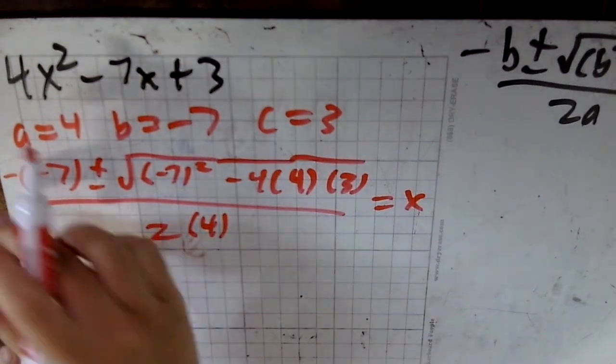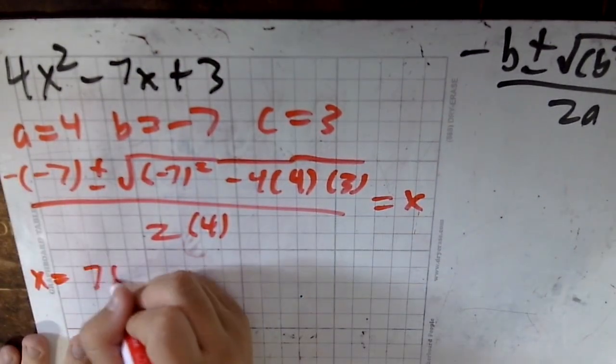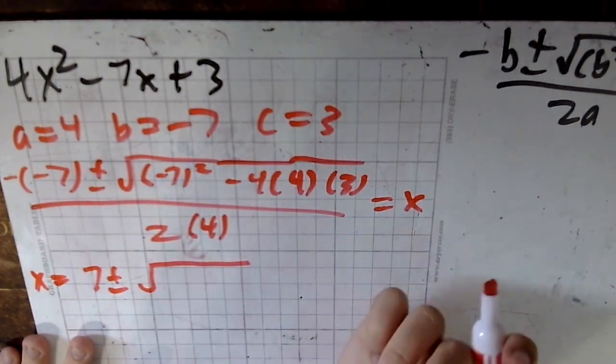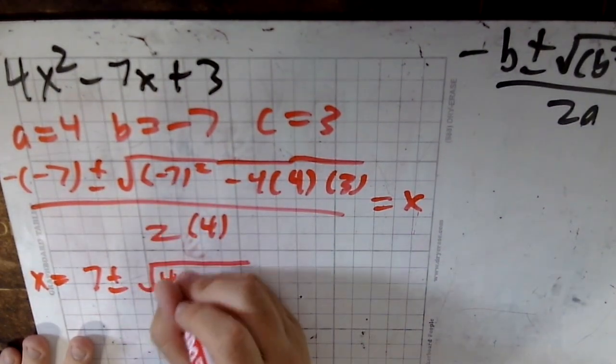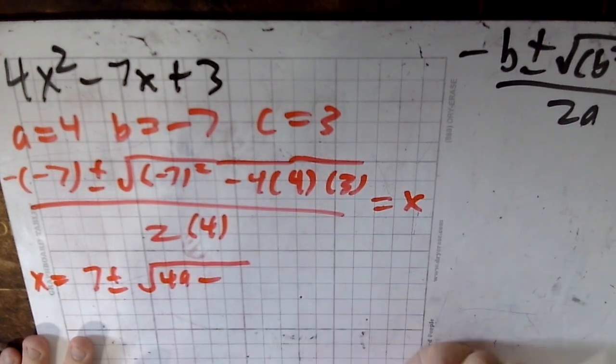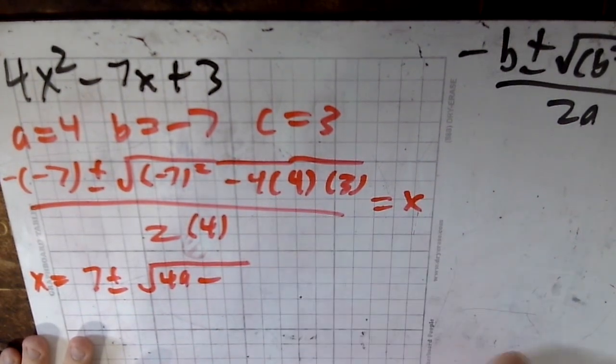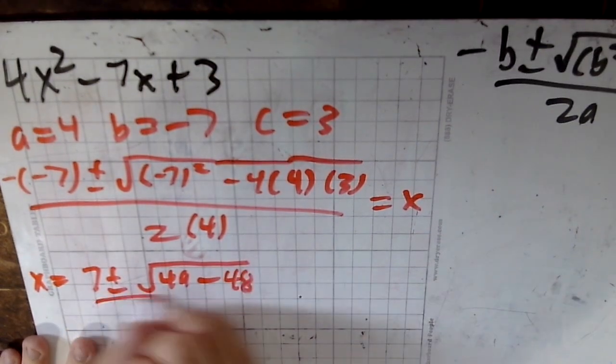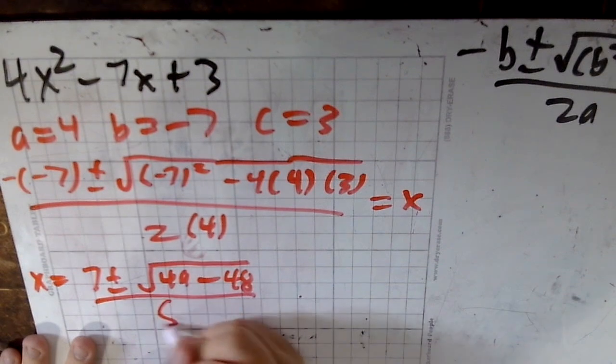So x equals, we'll clean this up. This will be 7 plus or minus. This is going to be a lot of math, but let's go. This will be 49, minus 16 times 3, so 16 times 3 is 48. Divided by, this is 8.